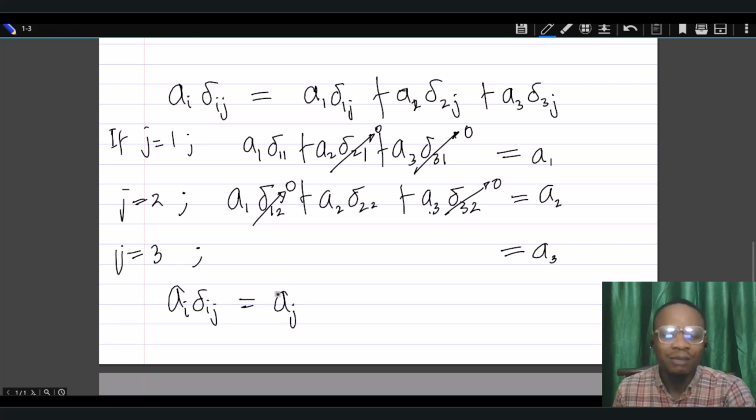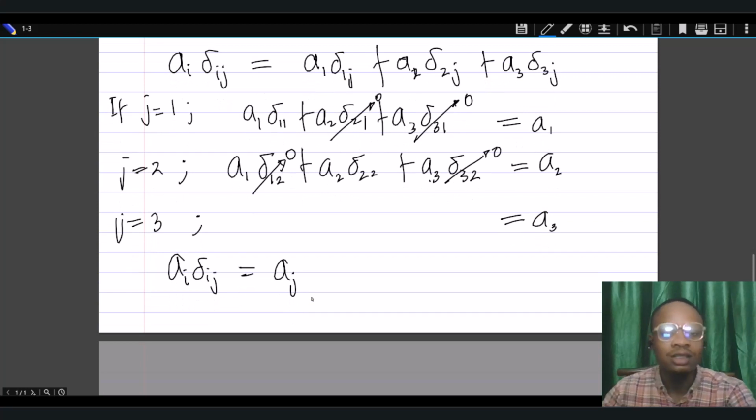Think about that. Does that make sense? Because we have seen that the result at the end of the day is going to be a sub whatever j is. So here j is 1, and we got a1. j is 2 here, we got a2, and j is 3, we got a3. So then this entire expression can be seen as just a_j. Yep, that is an interesting result.